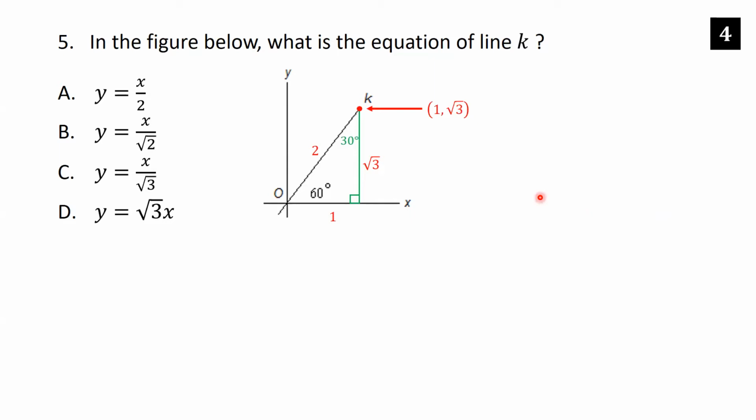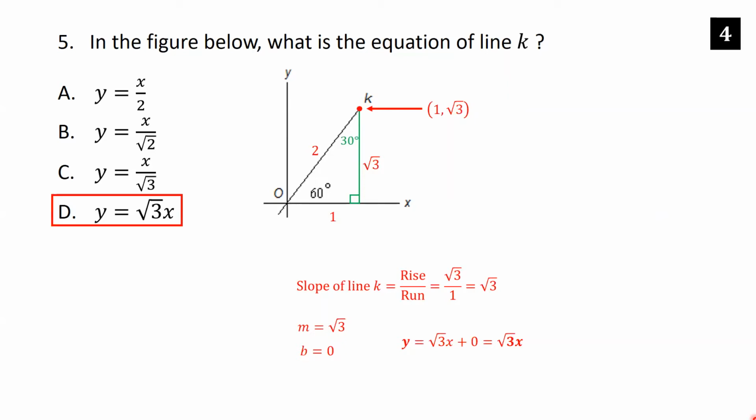All right, so this point up here is the point (1, root 3), because to get to it, we move from the origin to the right 1 and then up root 3. The slope of line K is rise over run, which we could see is root 3 over 1, and that simplifies to root 3. So we have m equals root 3. And b here, of course, is 0. b is the y-intercept, or more specifically, the y-coordinate of the y-intercept, which is 0 here. And we can now write an equation of the line in slope-intercept form, y equals root 3 x plus 0. And that's just y equals root 3 x, which is choice D.